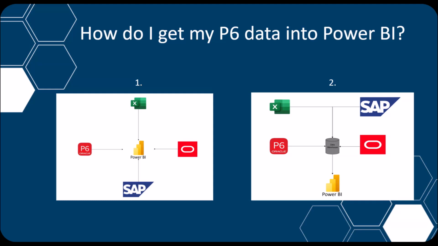Now, a data warehouse is basically a one-stop shop for a multitude of tables drawn from multiple sources. So in this example, we have an SAP server, some tables from Unifier, some tables from P6, and a couple of Excel spreadsheets, right? What these arrows represent are just data pipelines.